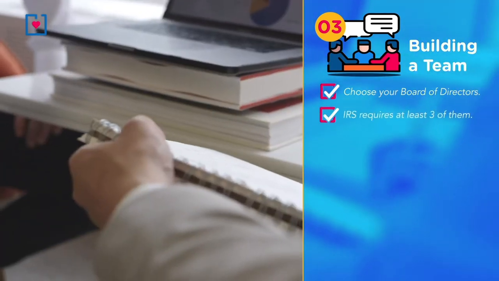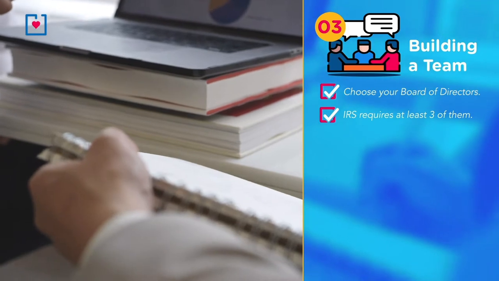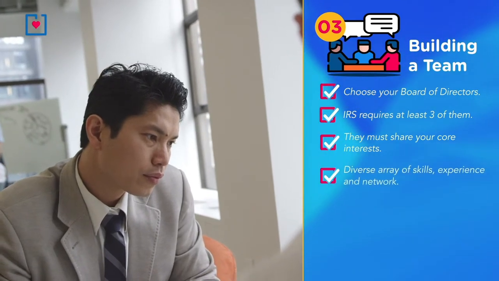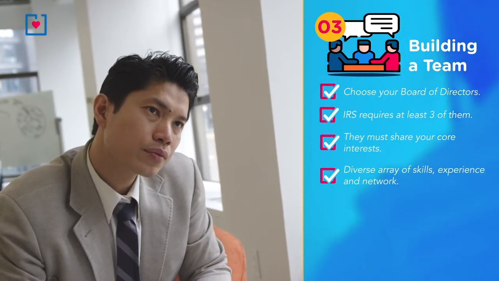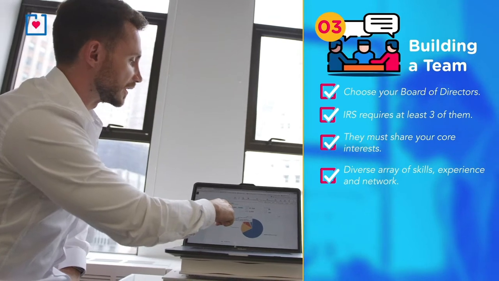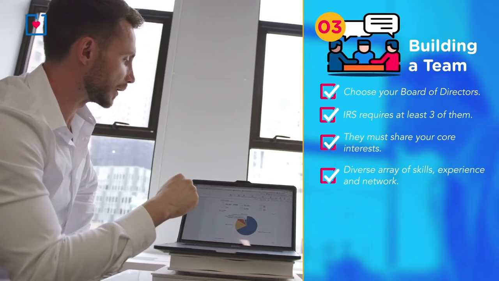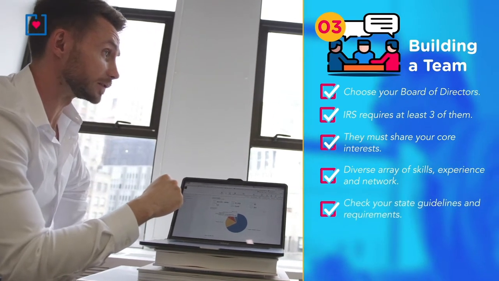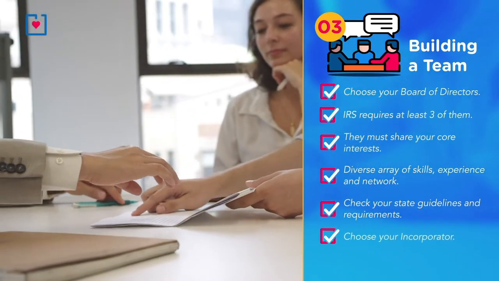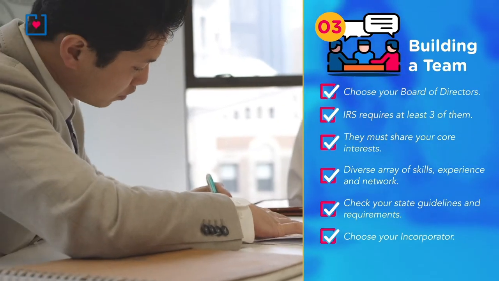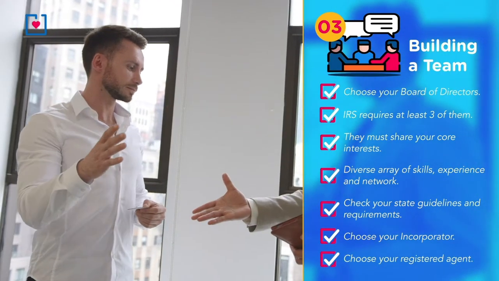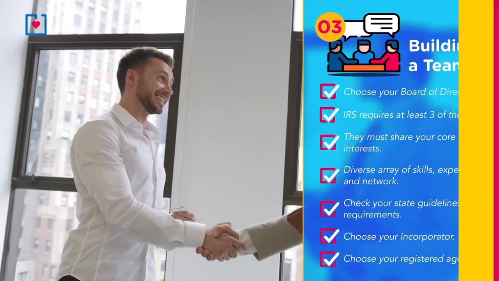To apply for 501c3 status, the IRS requires at least 3 directors. Remember to choose appointees who don't just share your core interests, but also have a diverse array of skills and experience that can help guide you through the startup process. It also helps if they're connected to well-established community networks that will assist with fundraising in the future. Remember, each state has guidelines determining director numbers and residency requirements. From these directors, you must select your incorporator, who will sign your articles of incorporation, and your registered agent, who will accept legal documents on your behalf.